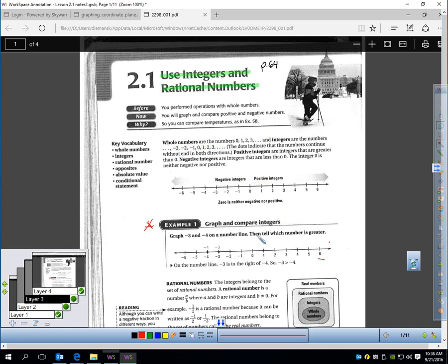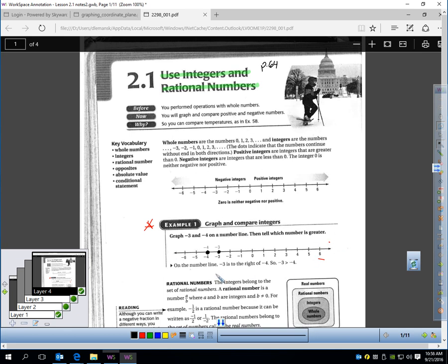Let's stop and practice this. We're going to graph and compare integers. So for example, we have graph -3 and -4 on a number line, then tell which number is greater. So you can see here, they graphed -3 on a number line. I'm going to darken it in. And then they also graphed -4 on a number line. I'll darken that in.